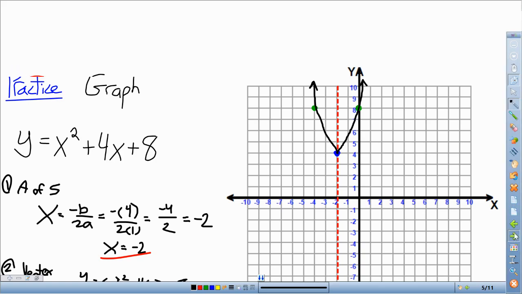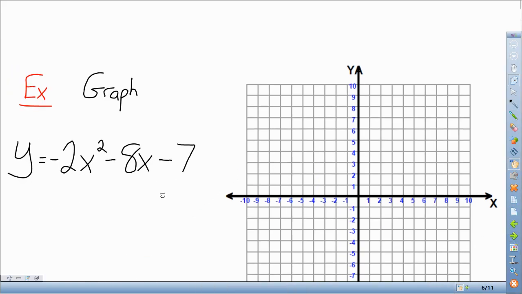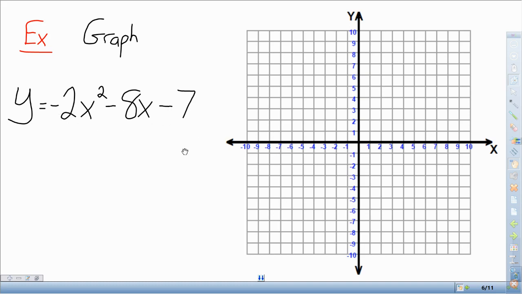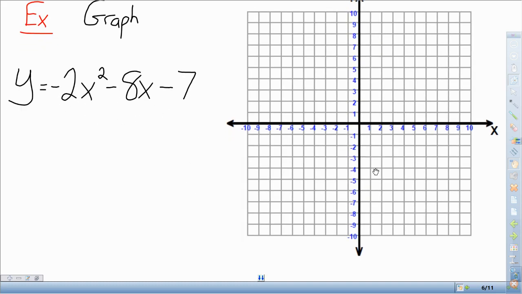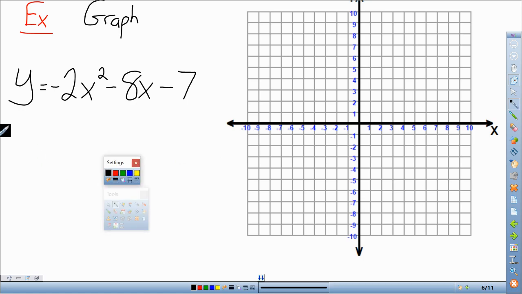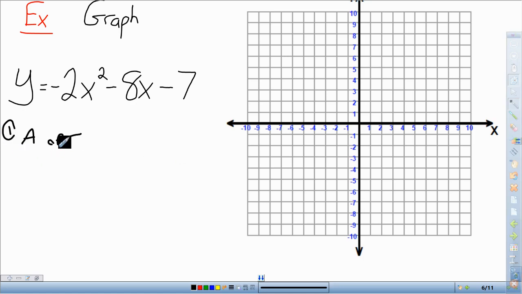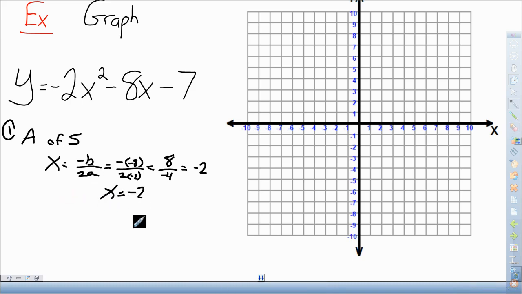Okay. All right. So let's do another one of these together. Let's take a look at this example where we have a negative quadratic here. Copy this. Okay. So nothing new here. Let's go ahead and just do the axis of symmetry. All right. So x equals negative b over 2a. Okay, so our b value is a negative 8 over 2 times a, which is a negative 2. Double negative gives me a positive 8 over negative 4. So it looks like our axis of symmetry is going through the x-axis at negative 2.